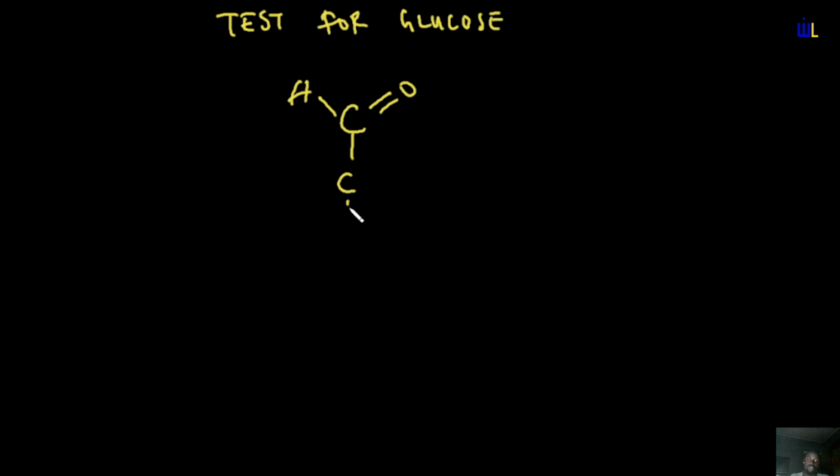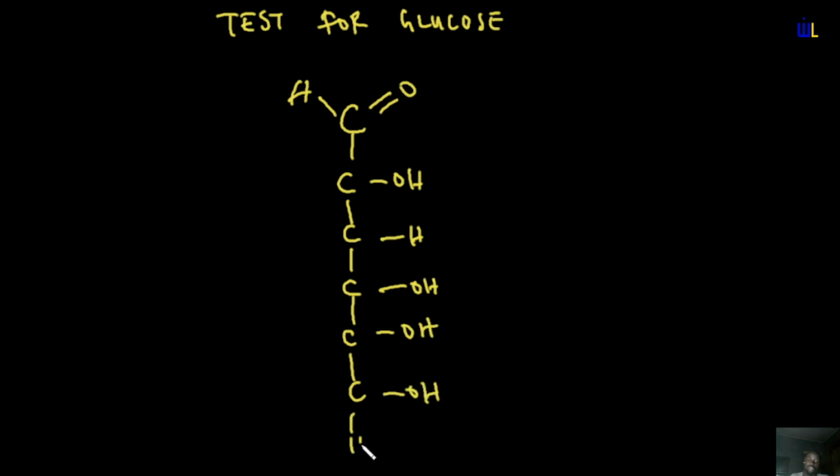If you consider the structure of glucose, 1, 2, 3, 4, 5, 6, okay? You have OH, H, OH, OH, OH, H, H, H, H, OH, H. Because it has a terminal carbonyl group, it means that this glucose is an aldose sugar. So just have that in mind. So this is the structure of glucose.